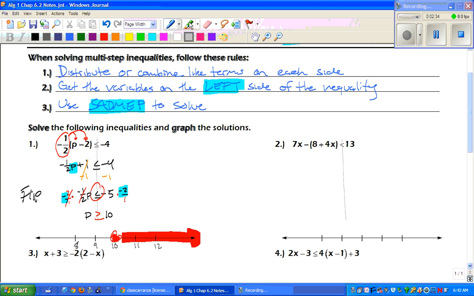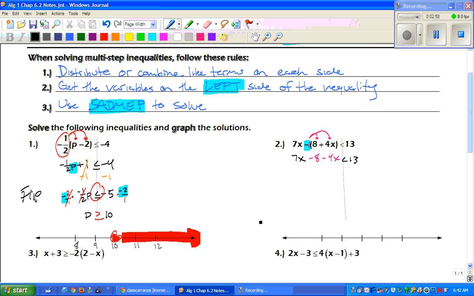All right, number 2. Let's draw a line. Now in this one we do need to distribute because there's a little negative sign outside. And how many negatives are there? Well, negative 1. So when we distribute that negative 1, that's what we get, and everything else stays the same.